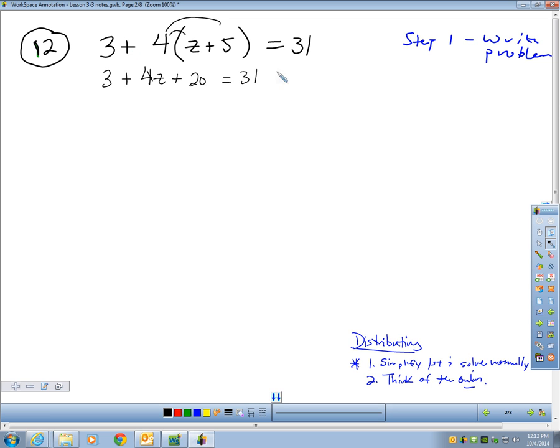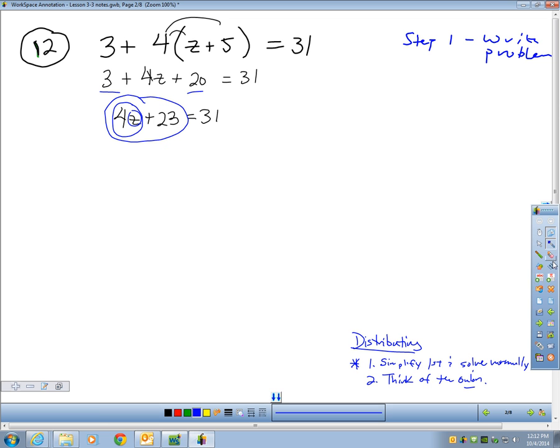Okay. Now I'm not done simplifying because you notice I have like terms. I now have 3 and 20. I can add those together. So I have 4z plus the 23 equals 31. Okay? Well, now think of the onion. Z is the center, times 4 comes next, plus 23 is the outside layer.